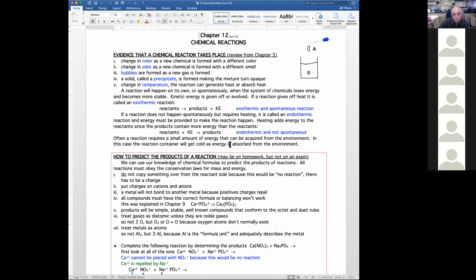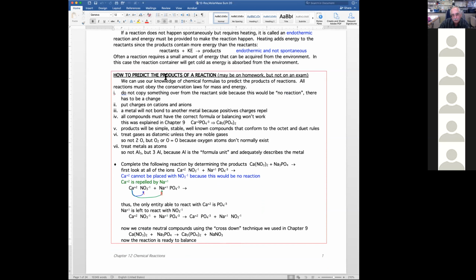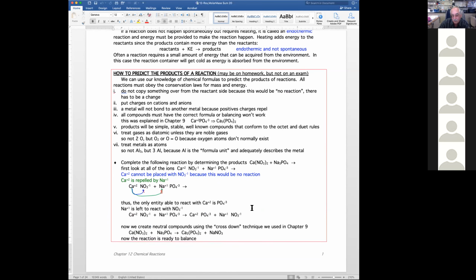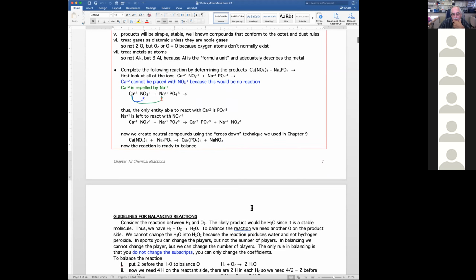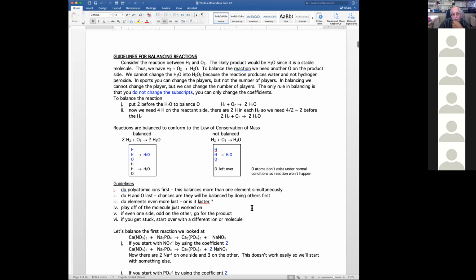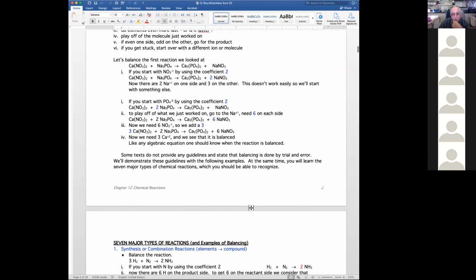Okay, so we can predict the products of a reaction pretty well. Like I said, for biochem, I put some of that on the homework. Chemistry 100, I did not. But I'm not going to put any like this on the exam. So you'll just be asked to balance reactions, similar to the homework.